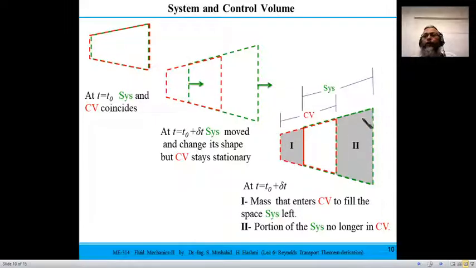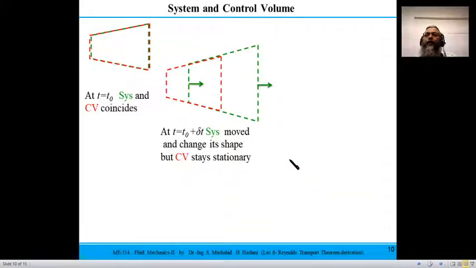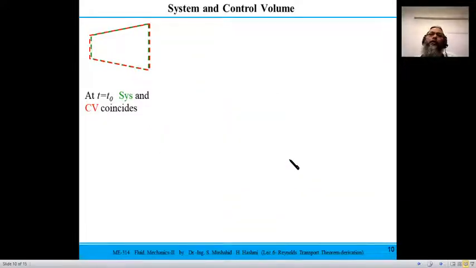So it is very important to understand this diagram, so I am explaining it again. Let's say when your time is t naught, the entity of mass, which is the system, in green color, and the region of interest, which is the control volume, in red color, are coinciding with each other. So at that instant, the properties or the mass of the system and the mass of the control volume remain the same.